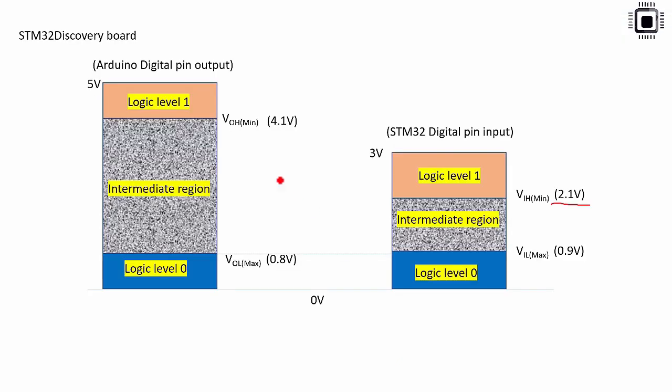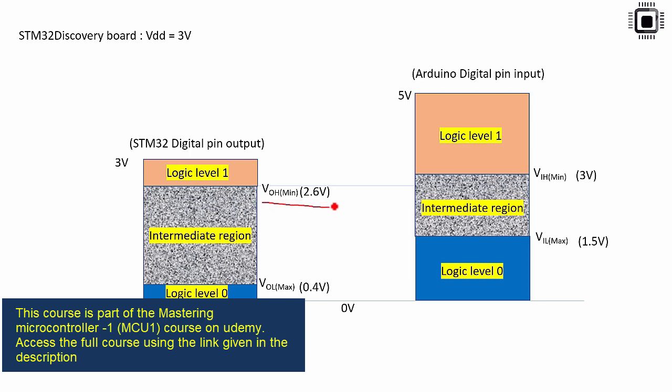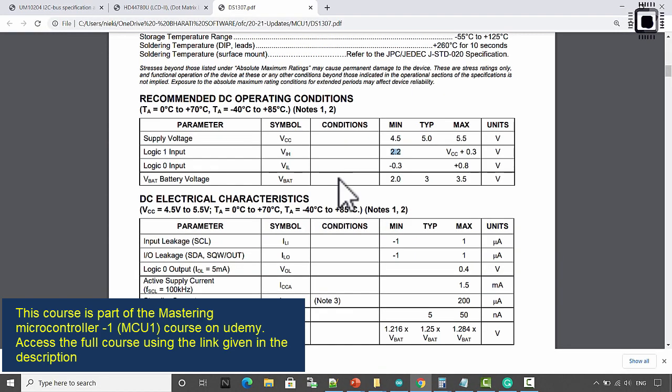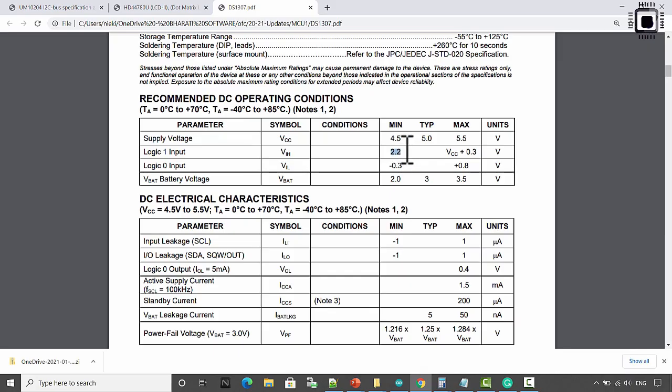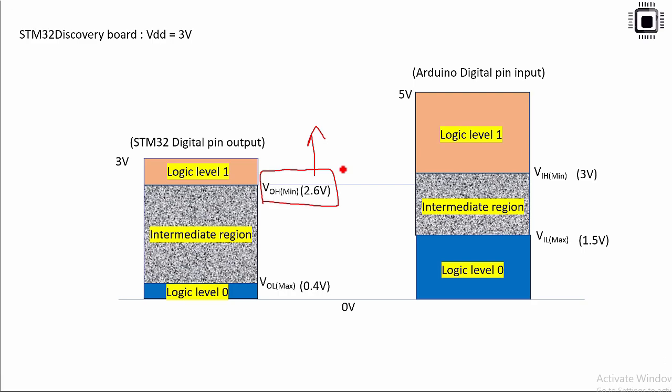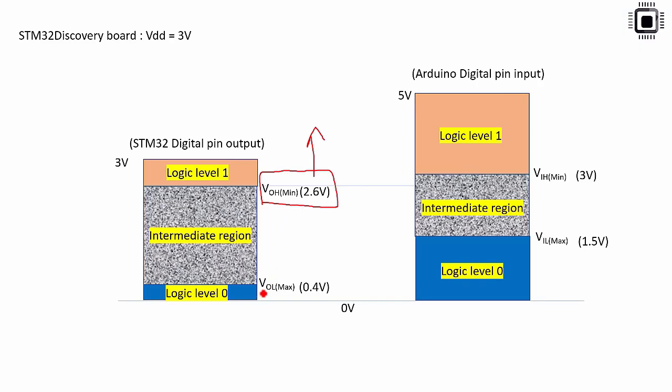Let me take you back to the discussion of logic levels. On the STM32 discovery board, the VDD is equal to 3V actually. If you consider that and recalculate these parameters, you can see that the VOH minimum is 2.6V, and the chip's VIH minimum is 2.2V. This value is higher than the required logic level voltage. That's why it is compatible. You need not use any logic level converter. For VIL, the maximum is around 0.8 volt. Our board's VOL maximum would be 0.4 volt. That means it is compatible.